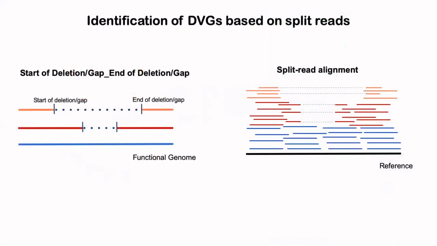So basically the identification of the DVGs is very simple. It's based on split reads. And what we record to determine the type of DVG or the diversity of the DVG are the coordinates of the beginning of the gap and the end of the gap. And using these coordinates, we basically name our DVGs accordingly.